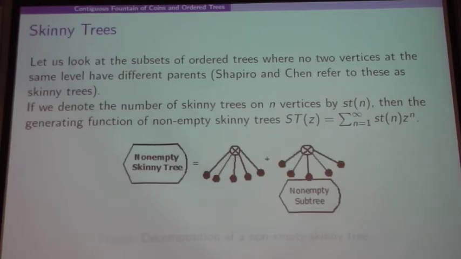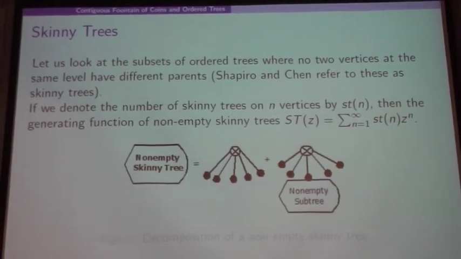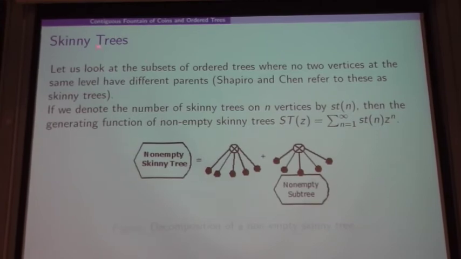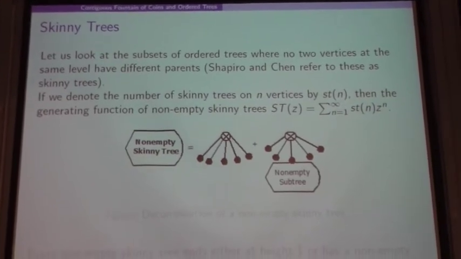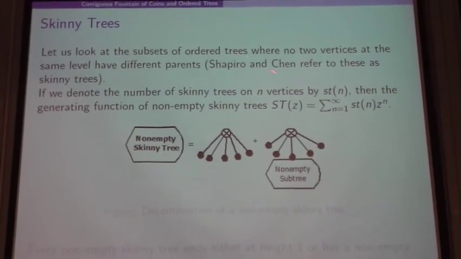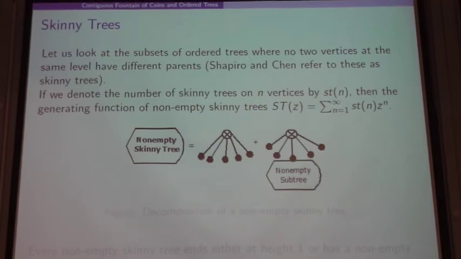Now, let me change gear and talk about a subset of ordered trees, which we refer to as skinny trees. So let's look at subsets of ordered trees. I assume that you all know ordered trees, so I'm not going to worry about the definition. Skinny trees are those where no two vertices at the same level have different patterns. Shapiro and Chen, in a recent paper, referred to these kinds of ordered trees as skinny trees.